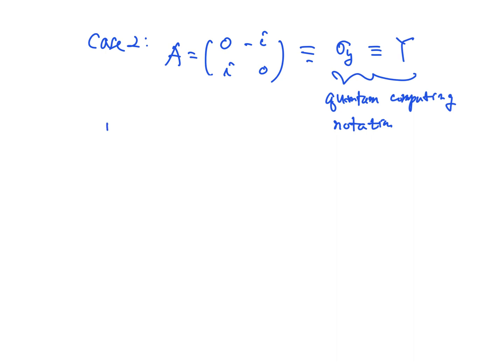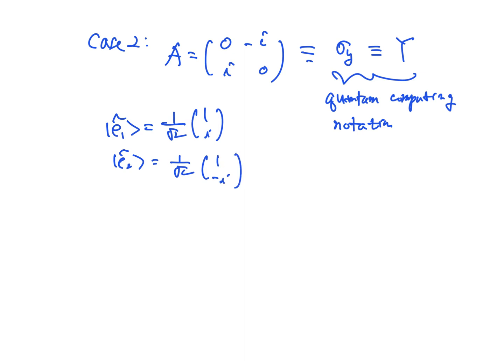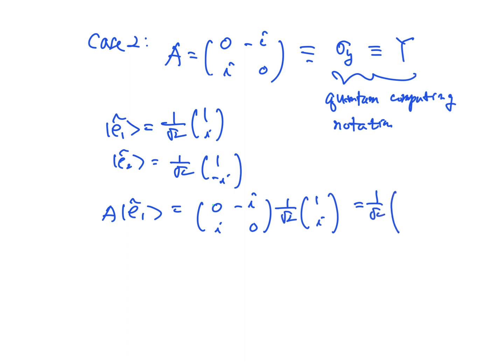And consider E1 tilde, 1 over square root of 2 [1, i], and E2 tilde. We already know that E1 tilde and E2 tilde are orthonormal bases, and the sum of the outer products satisfies the identity. I have shown that before, about 20 minutes ago. Check with A E1 tilde: [0, -i; i, 0] times 1 over square root of 2 [1, i]. This and this gives 1, this and this gives i. That is E1 tilde.